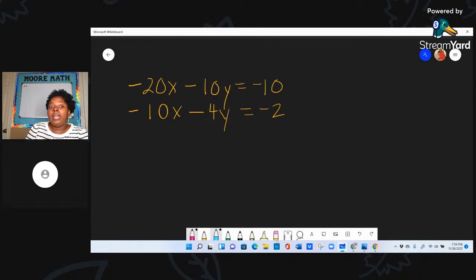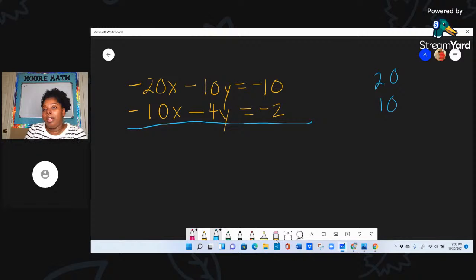What do you want to get? You told me you wanted to get rid of the x's, right? Yeah. Okay, so I have a 20 and a 10. Can I change something so that I'll get the same number? Which one can I change? The 20 or the 10? The 10. The 10, okay. What can I do to this 10 to make it 20?